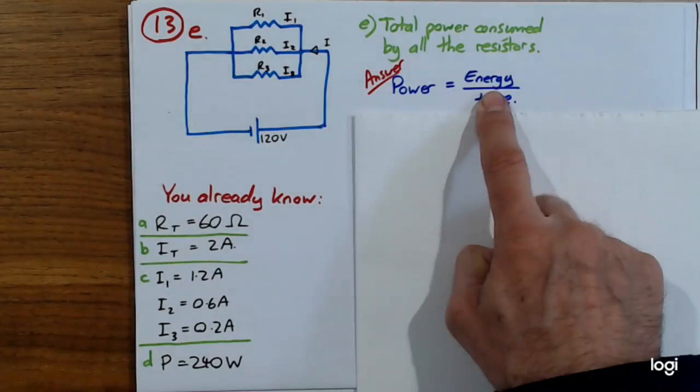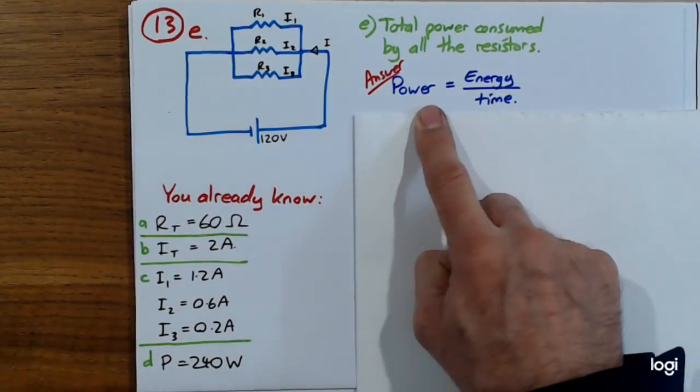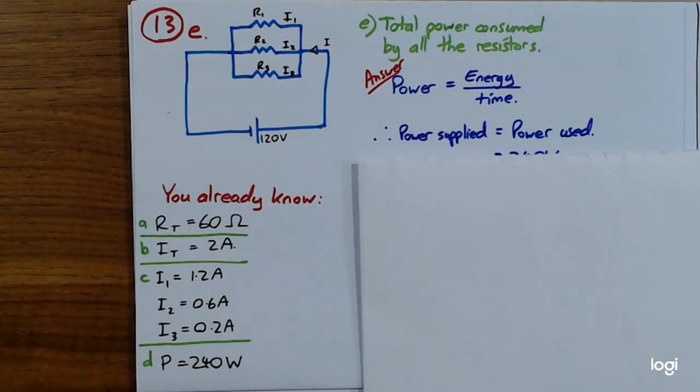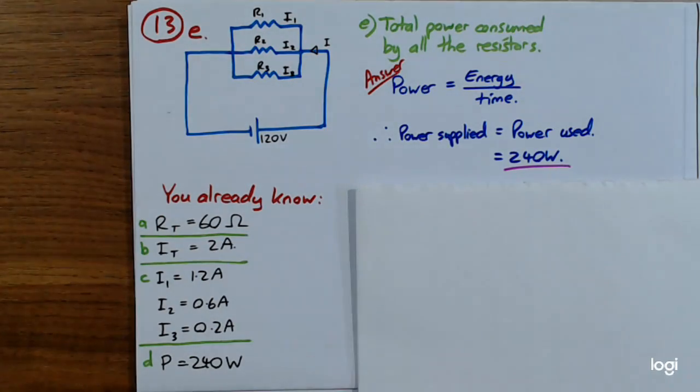So if the energy into the circuit equals the energy out of the circuit, and that's not changing, then the power into the circuit has to equal the power out of the circuit. And that's the short way to answer this question, right? You just say power supplied has to equal the power used, and therefore it equals 240 watts. So these guys have to use 240 watts because that's what was supplied.